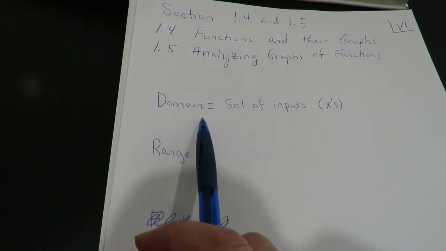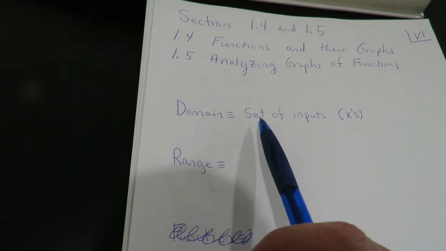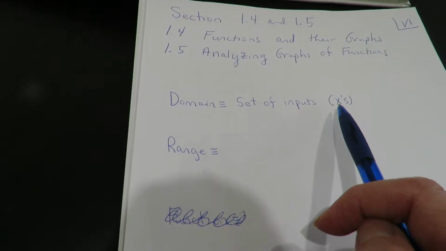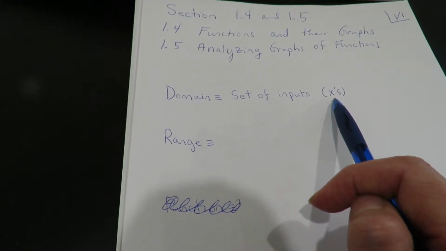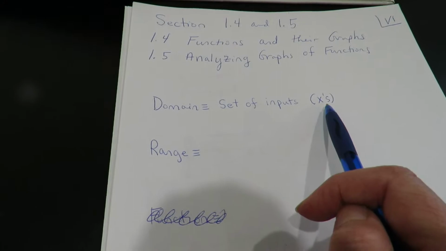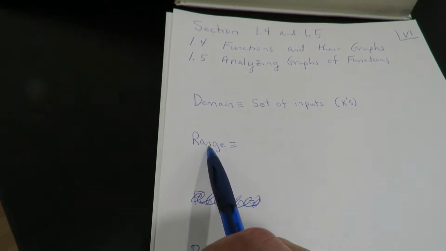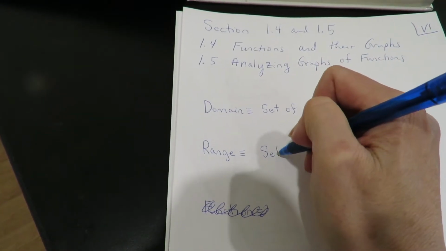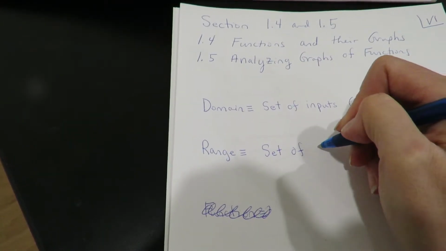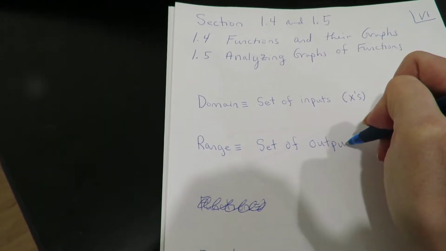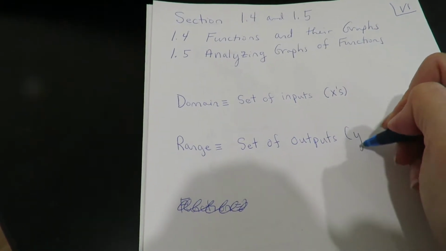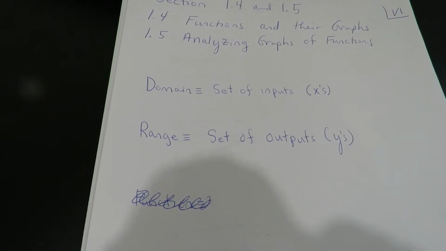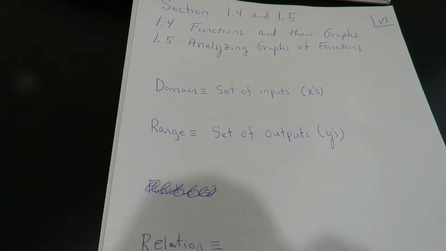So when we talk about the word domain, what we're talking about is a set of inputs that go into a function or relation. Some students tend to think of that as the X values. The X values go in. And then the range refers to our set of outputs. Some students refer to that as the Y's, the values that come out of a function. So domain is what goes in, range is what comes out.